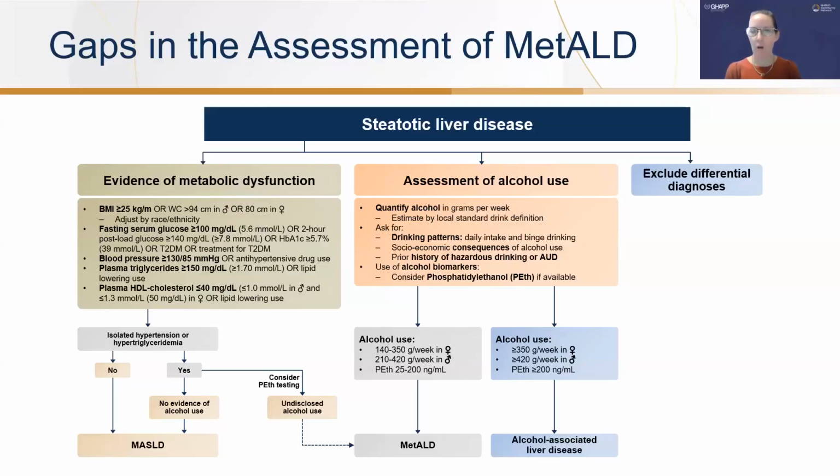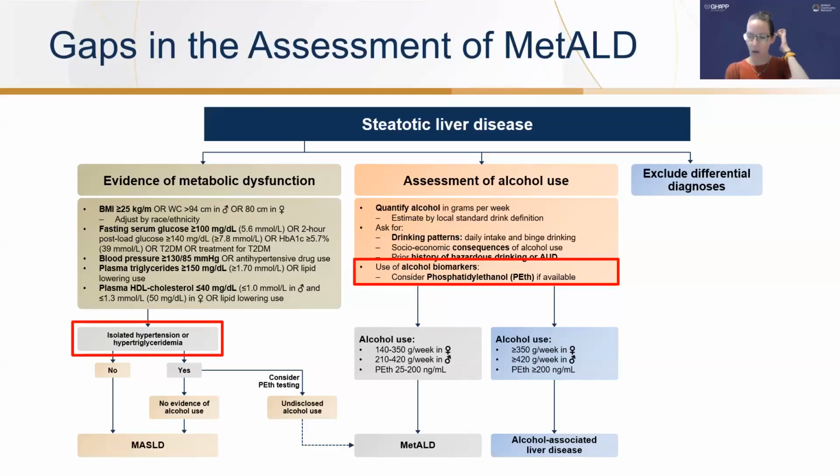So we're going to talk a little bit more about how isolated hypertension and hypertriglyceridemia can be tipping off that someone has an unhealthy relationship with alcohol. We're going to talk about why that happens a little bit later, but it's certainly something to tip you off. And then using phosphatidylethanol.